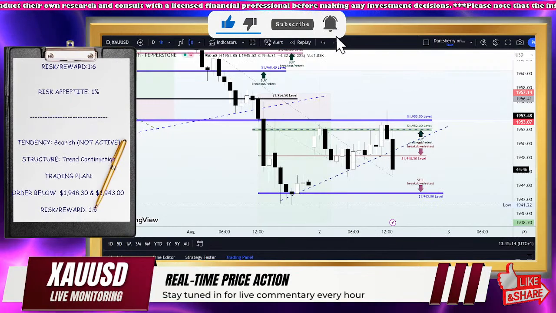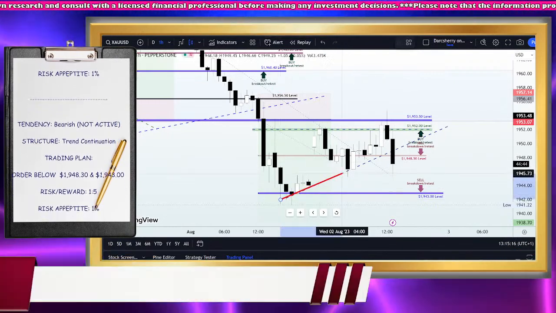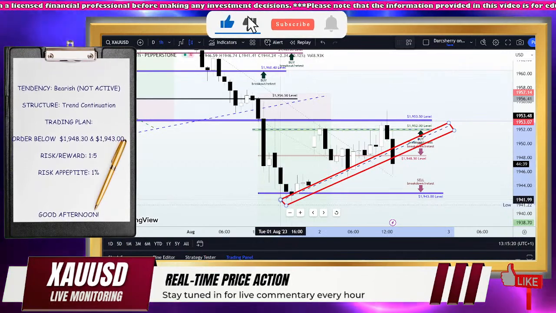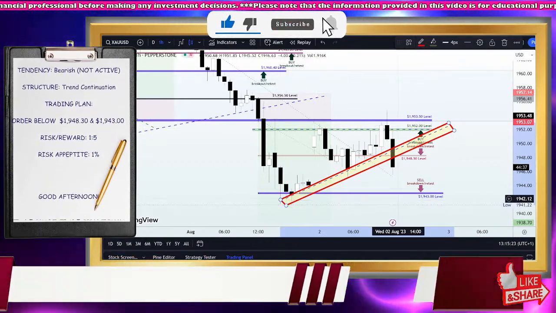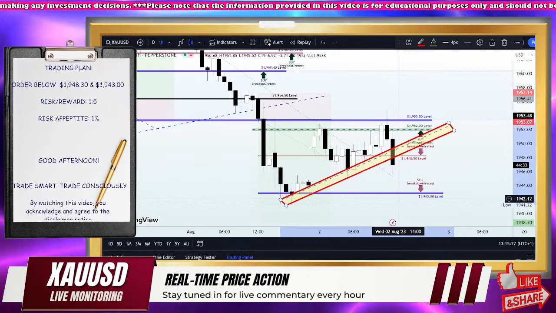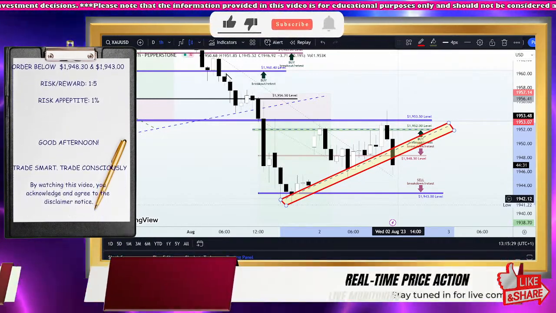Now, to sell the XAUUSD today, we want to see price action break down this ascending trend line to give us an opportunity to sell. And of course, we already saw the breakdown happen there. So a retest of structure will give us further confirmation to join this bearish move to the downside.